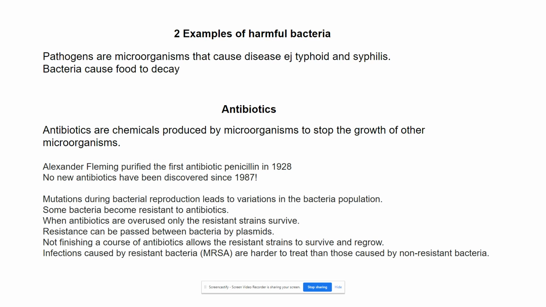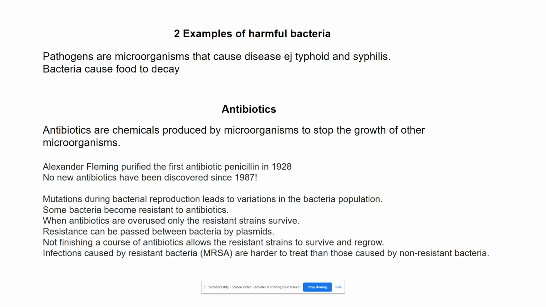Not finishing a course of antibiotics is one way that allows resistant strains to survive and regrow. Very often, the resistant strain would have been killed if the person completed the course of antibiotics. But often they feel better after 2 or 3 days and they stop taking the antibiotic. But if they continue to take the antibiotic for 5 days, the antibiotic would have killed even the mildly resistant strains.